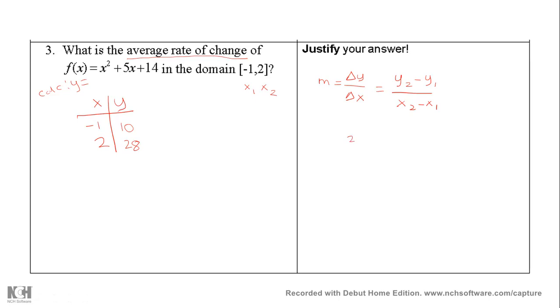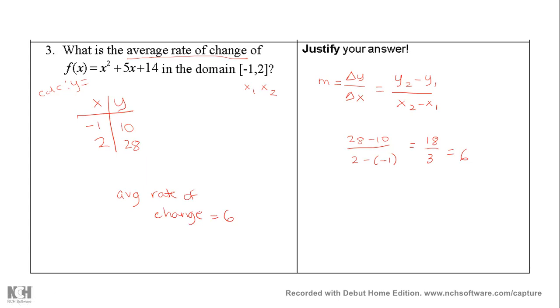So we have 28 minus 10 divided by 2 minus -1, which is equal to 18 divided by 3, which is 6. So the average rate of change is equal to 6 for this function.